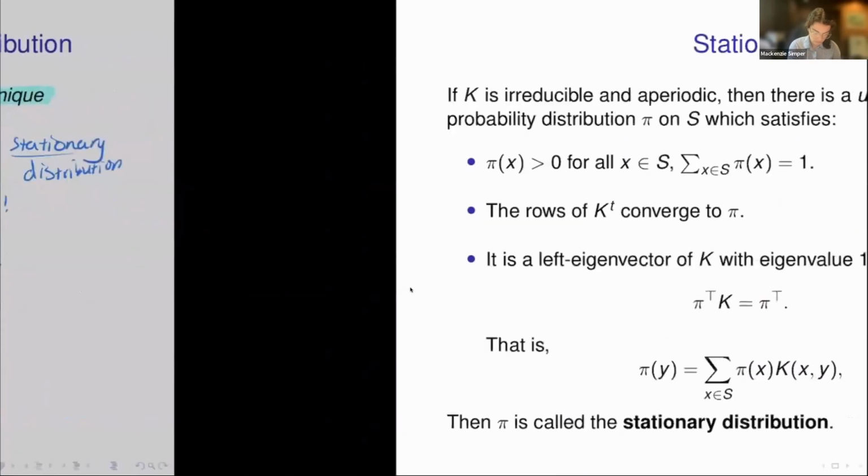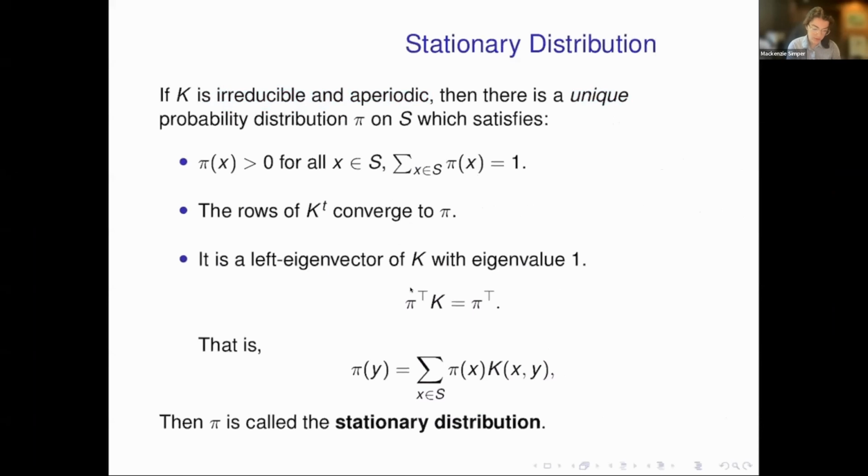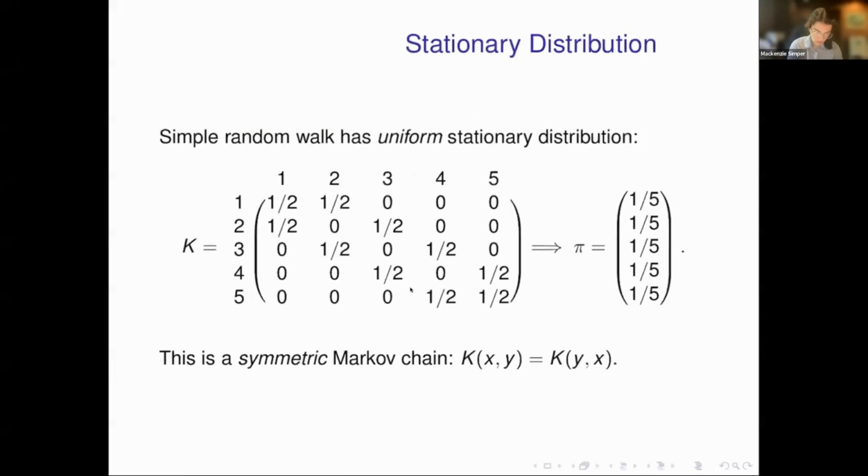It's still following this stationary distribution. Okay, so we call that the stationary distribution. And as long as k is irreducible and aperiodic, it is unique. So for example, on our simple random walk, the stationary distribution is 1/5, 1/5, 1/5, 1/5. Everything has probability 1/5. This is called the uniform distribution because everything in our state space has the same probability.